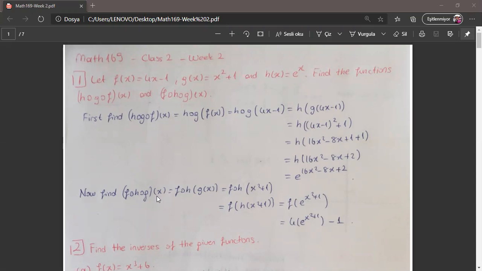And for the second function, for the second composition, we have this g of x. We know it's x squared plus 1, so we put there x squared plus 1. Now we need to compute h of x squared plus 1. H is defined by this e to the x. So when we see x, we will write x squared plus 1. We get e to the x squared plus 1. Now what's f? It's 4x minus 1. So we get 4 e to the x squared plus 1 minus 1. Okay.